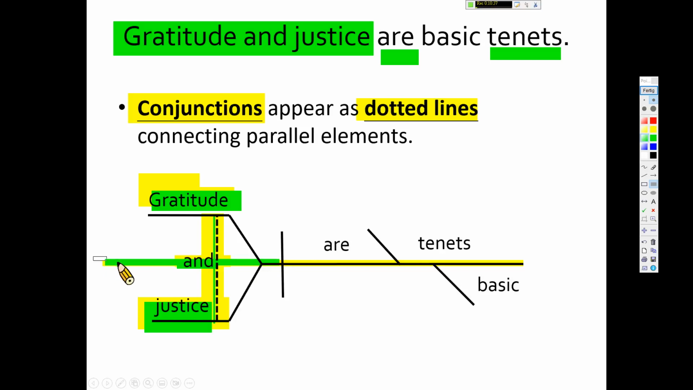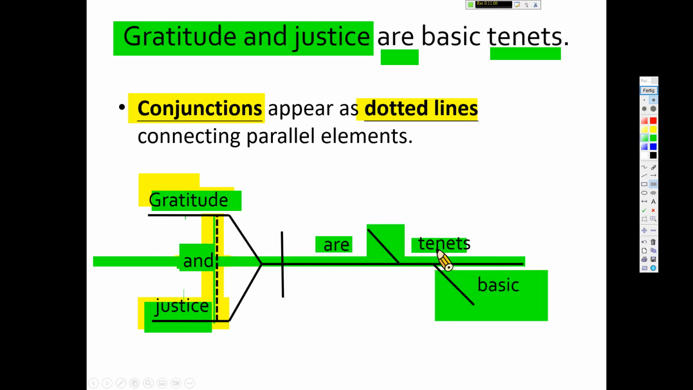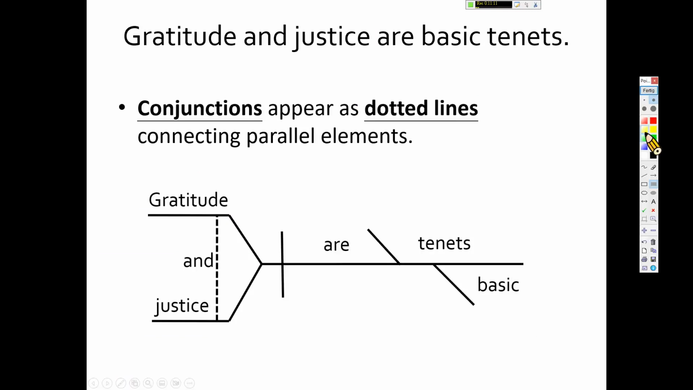So let's look here. It's just like this, but the main line is extended to the two sides. One is here, the other is here, connected by and, gratitude and justice. So here we know this is the subject, and this is the be verb, right? And tenets is a subject complement, so we need to use a diagonal line here. And basic is a modifier to modify tenets. So the core components for this one are gratitude and justice are tenets.